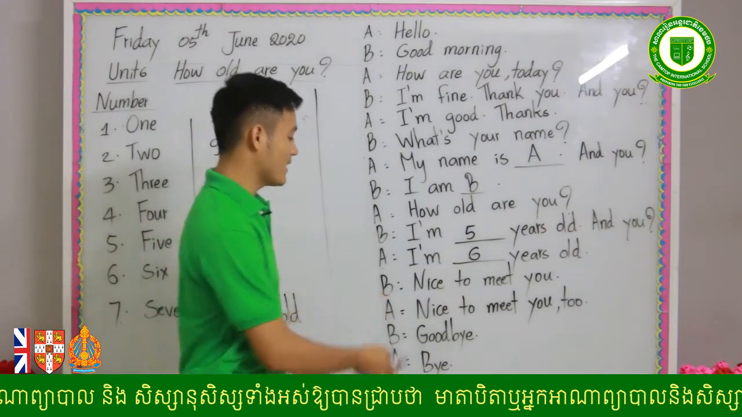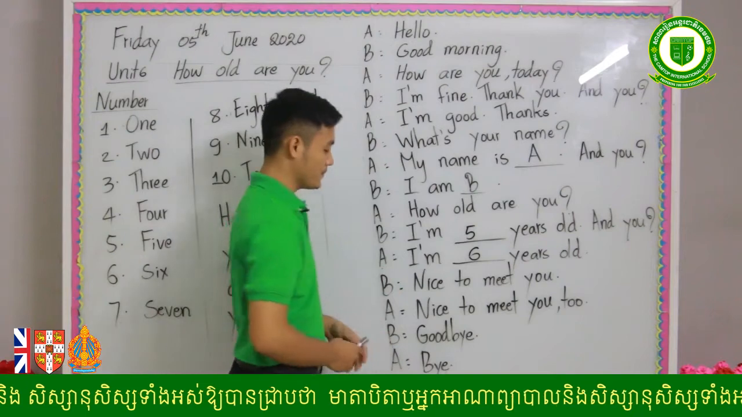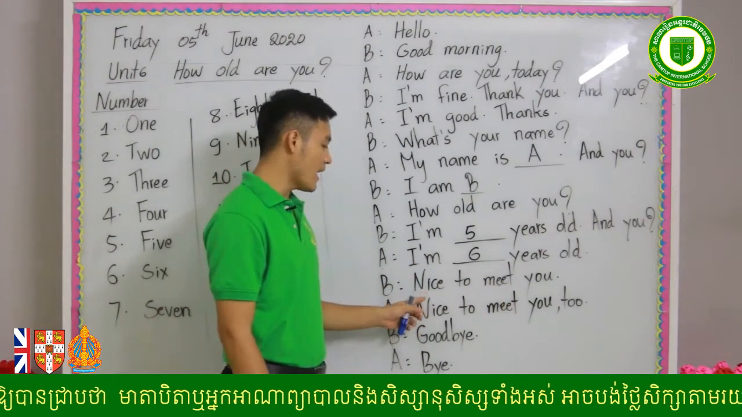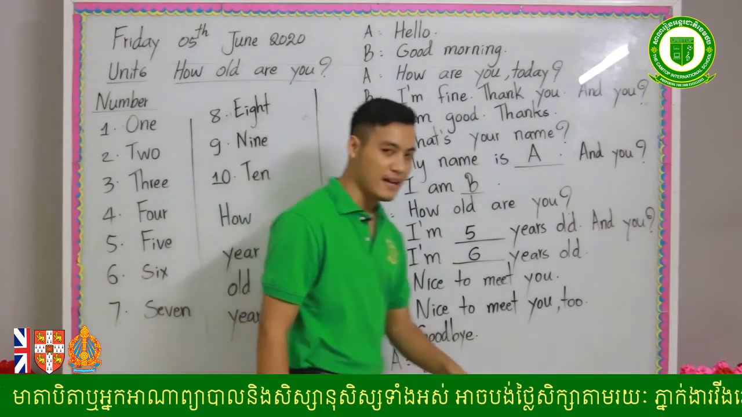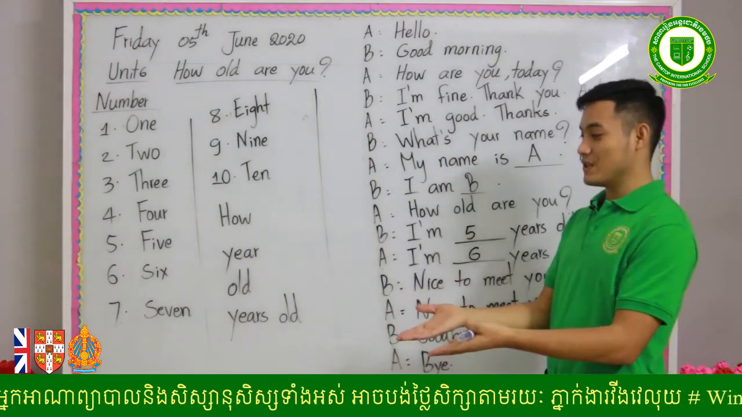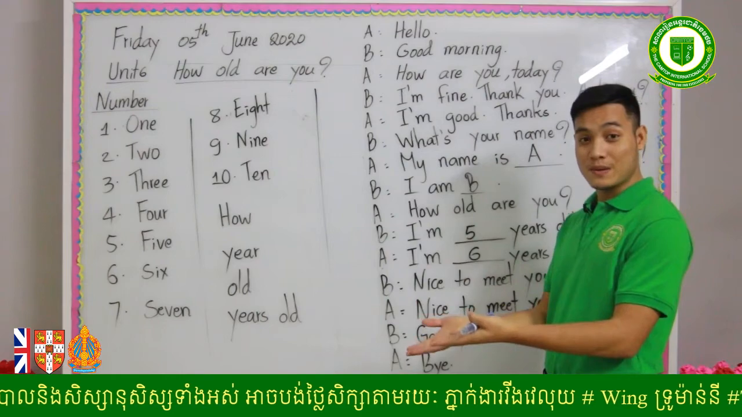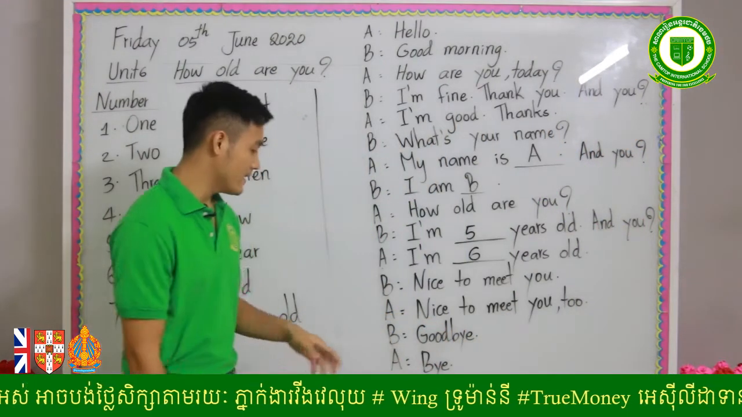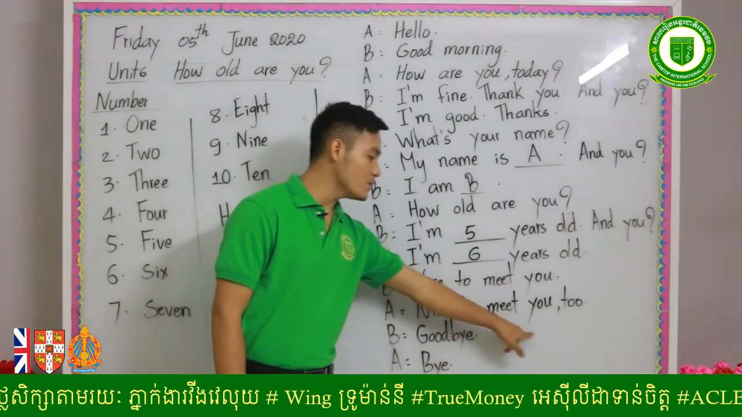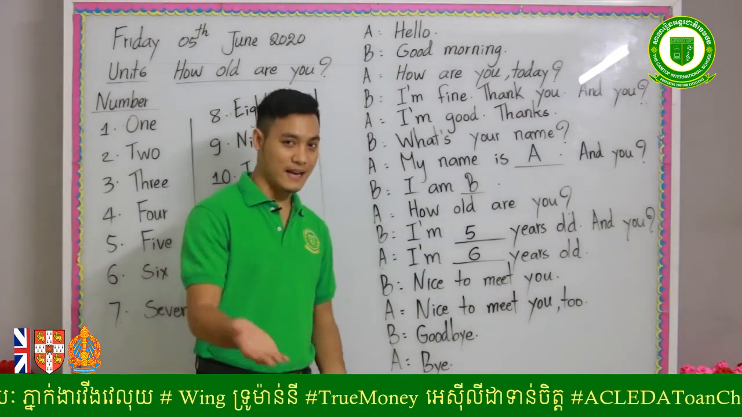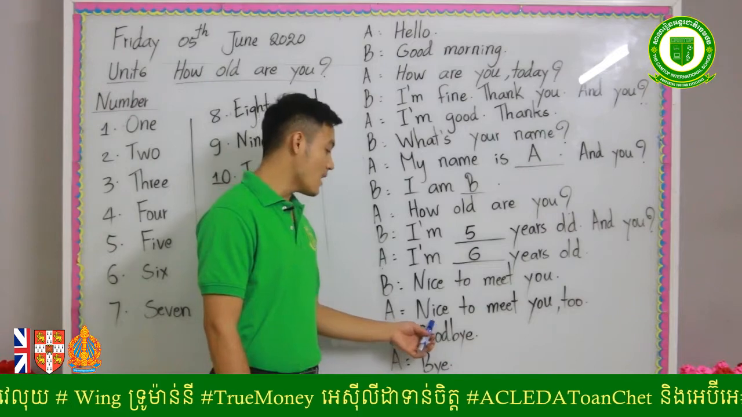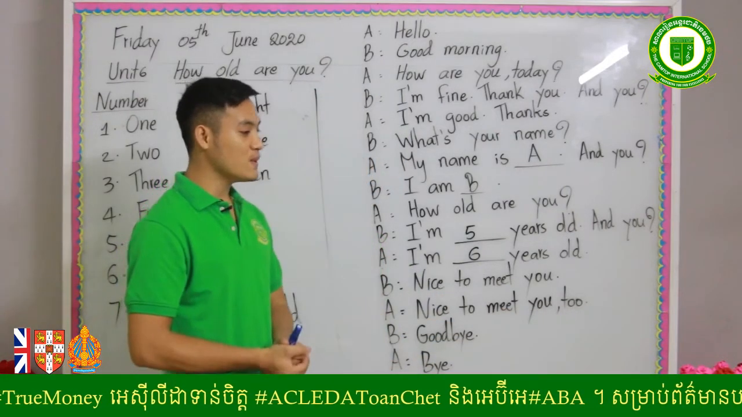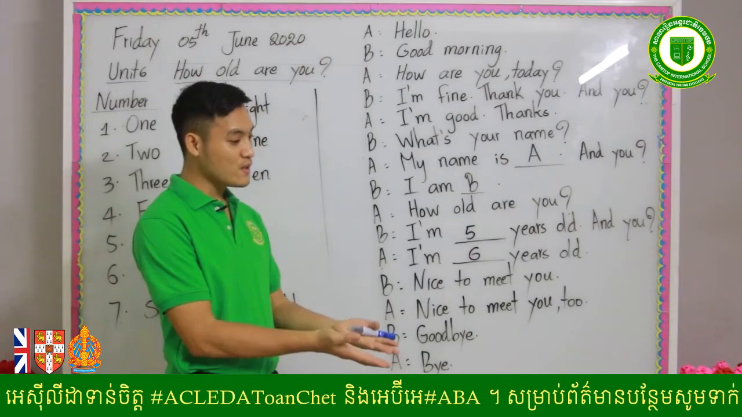And then B start. Nice to meet you. Together? Nice to meet you. Okay? B say, nice to meet you. Good. Then A start. Nice to meet you too. Again, read this. Nice to meet you too.